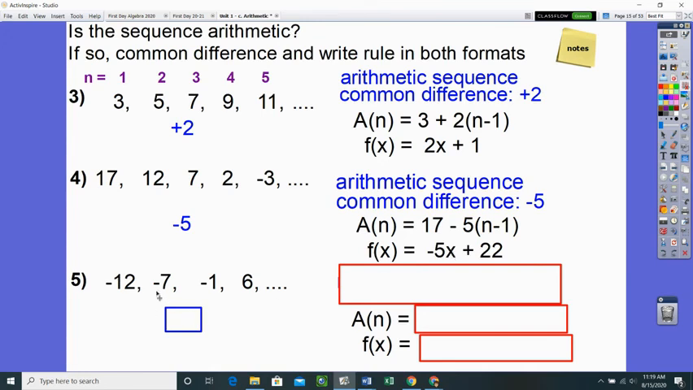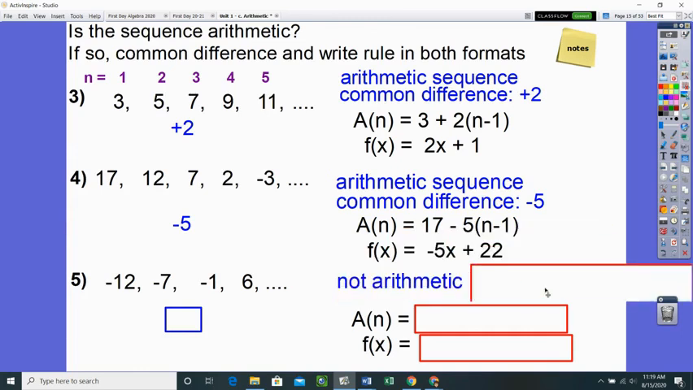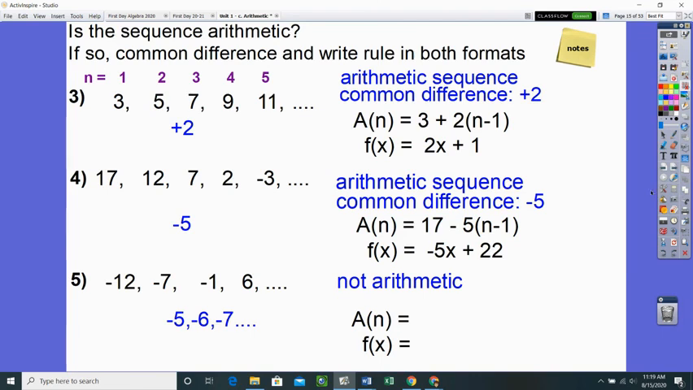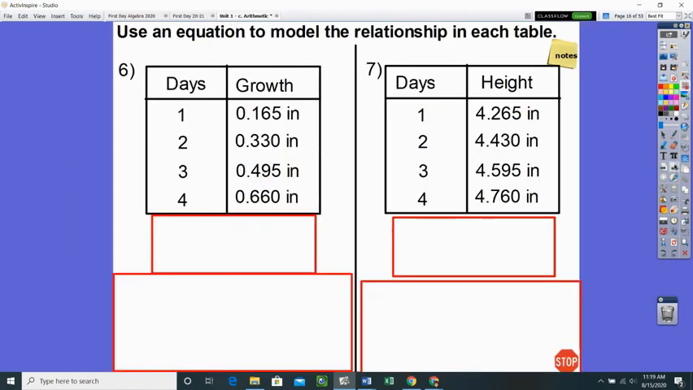And down here, if you notice, this one is not arithmetic, because here you are adding 5, and then here you are adding 6, and here you are adding 7. You're not adding the same term, so we cannot write a rule for those. And there is another practice of writing the n-1 and the simplified rule.